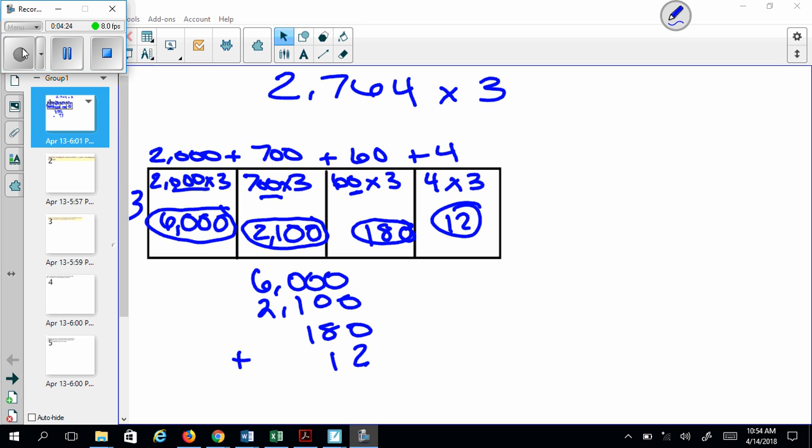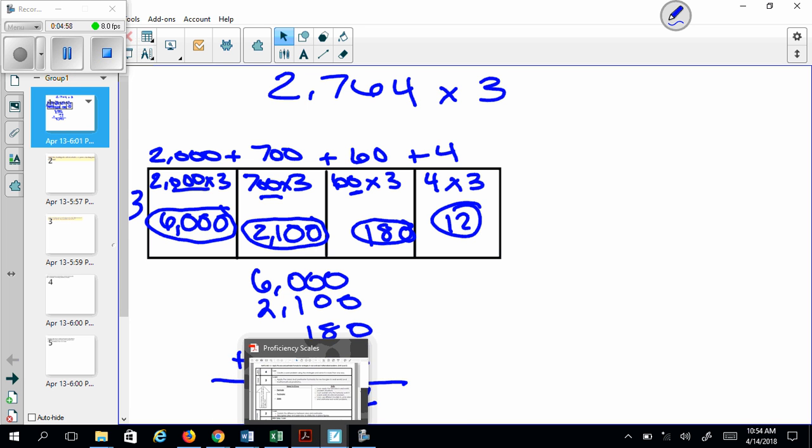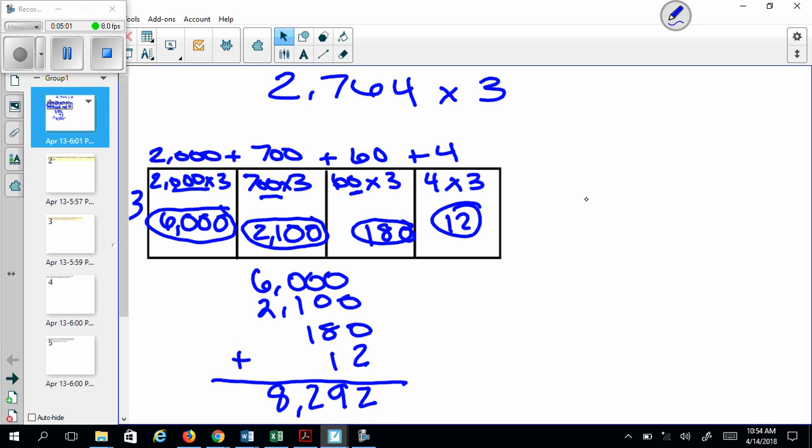Now remember to keep all of your numbers in their place values, because if you accidentally put this 100 into the thousands place, you're going to be adding 900 to your actual answer, because you don't have a 1,000 here, you have 100. Okay, so make sure everything is in line with the place values. So when you add it all up, you have 8,292.